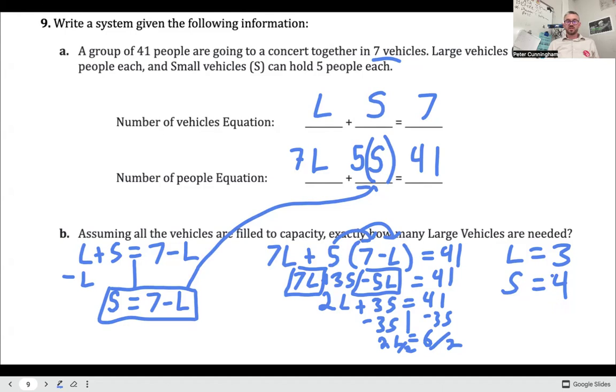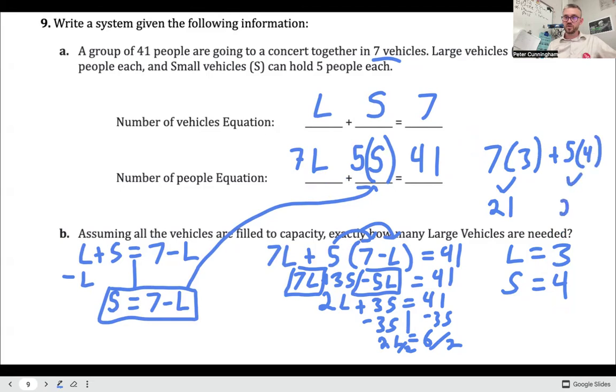And this is a case where I would say, well, maybe let's double check, does this make sense? And you can actually find out other things about this problem by doing this. So if I have 7 per large vehicle, let's check if this actually works. So 7 times 3, that's 21. Well, what does that 21 mean? That means 21 people are riding in large vehicles. And then we're adding that with 5 times the amount of small vehicles, 4. That's 20. And 20 people are in small vehicles.